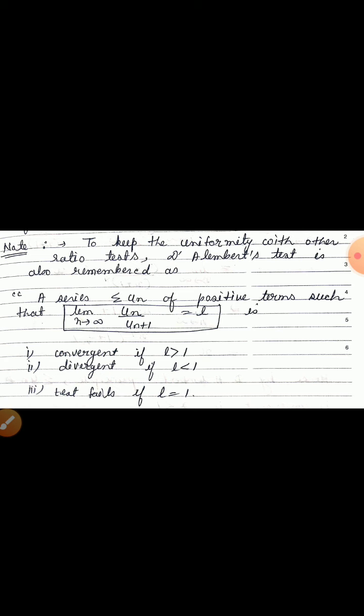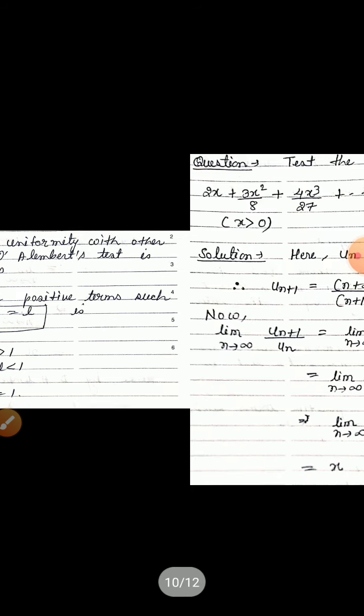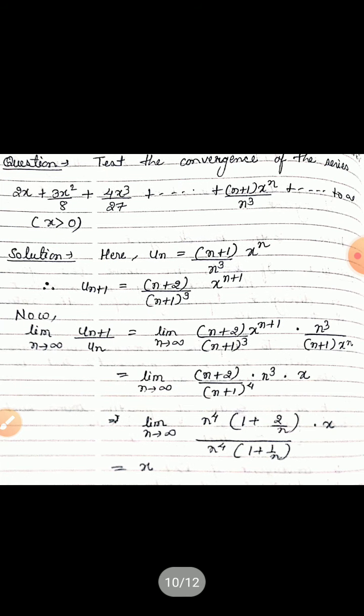Then this series is convergent if L is greater than 1, divergent if L is less than 1, and the test fails if L is equal to 1. So keep it in mind, you can take the limit as u_n plus 1 by u_n or u_n by u_n plus 1. Now let us discuss how we use the D'Alembert ratio test.